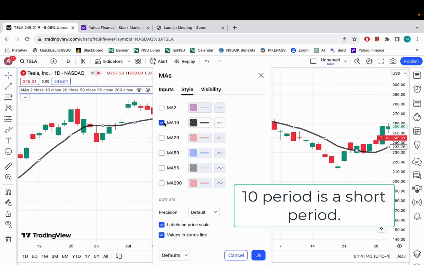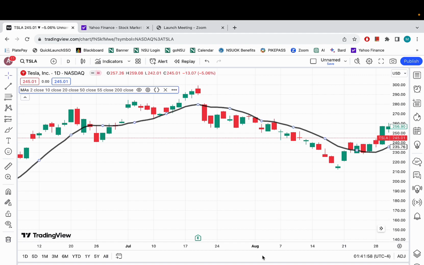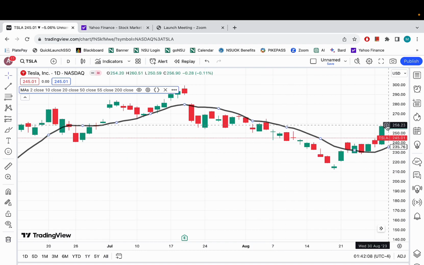I have chosen 10-period moving average. You can also choose 2-period moving average, 20-period moving average, 50-period, 55 and 200, but I chose 10-period moving average, and I chose black color for this line. This is one way, which means when people make these decisions, they see, okay, what's the current price? The current price is this one.